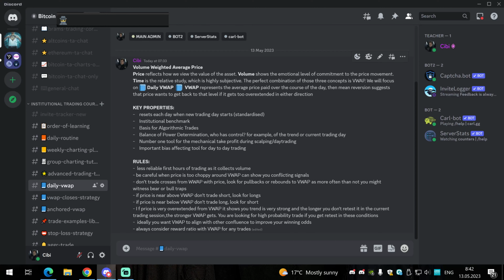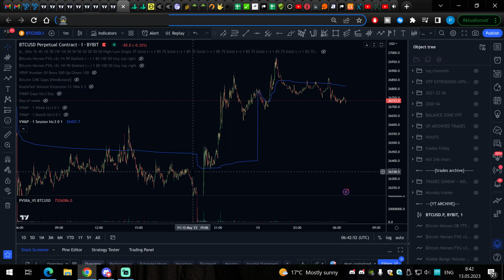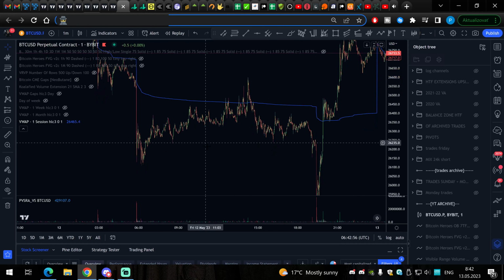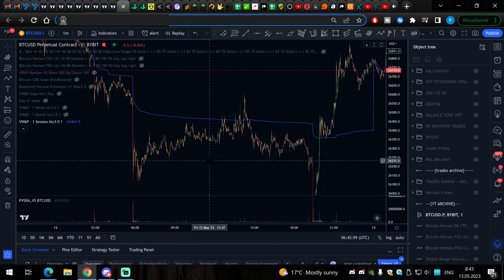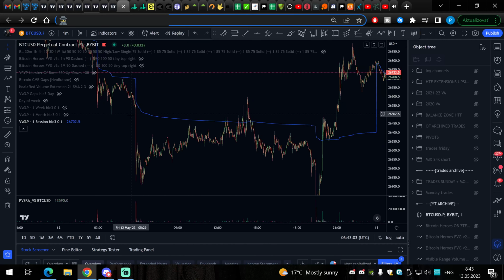So what is the great advantage of the daily VWAP for us? It shows us the balance of power and determination. Who is in control? It's very simple. If you trade above the VWAP, it shows you the buyers are in control. If you trade below the VWAP, it shows you the sellers are in control. Especially if you combine it with other tools we use in the group and also watch the daily open. If you trade below the daily open, you can build your daily bias.